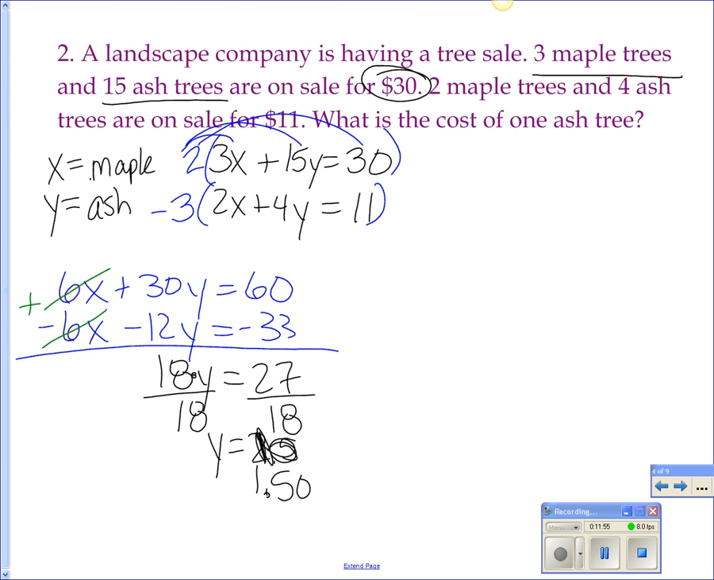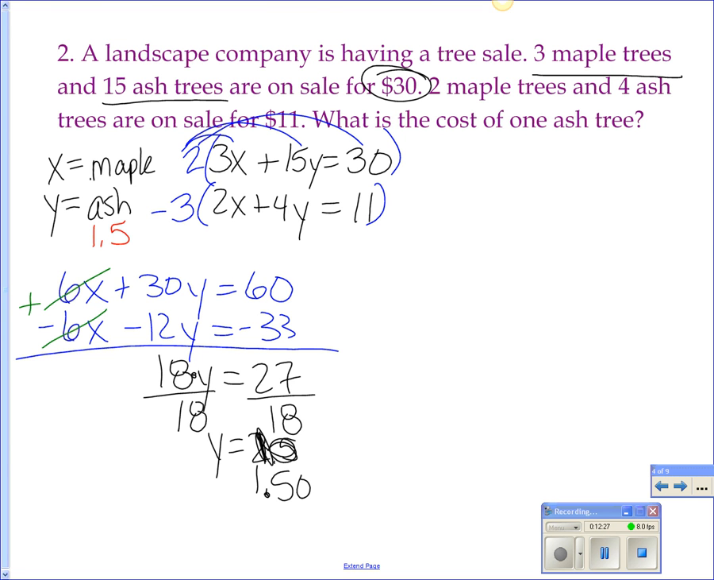What does 1.5 mean as money? What's 1.5 mean? $1.50. So look, what letter is $1.50? Y. We got Y left. So I'm going to come back up here where I have a Y. I'm going to put 1.5. And then I'm going to read the question. What does the question ask at the very end?